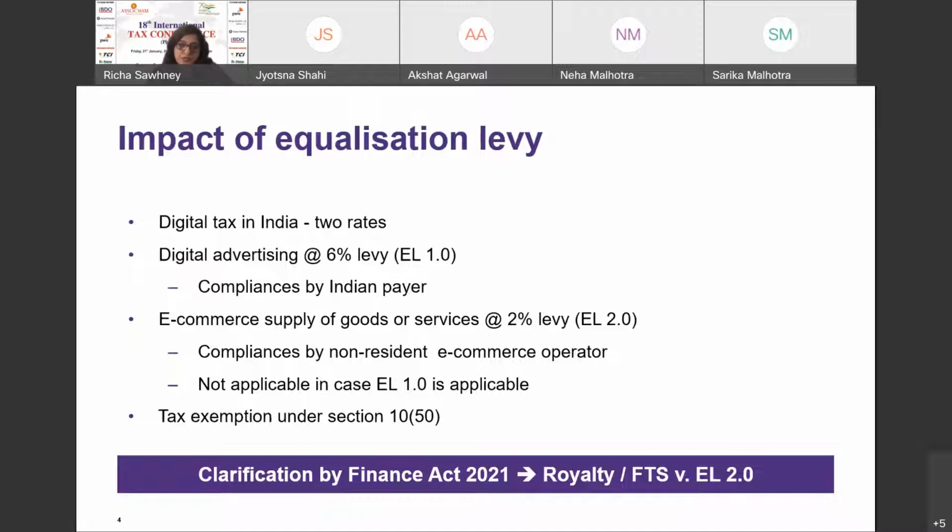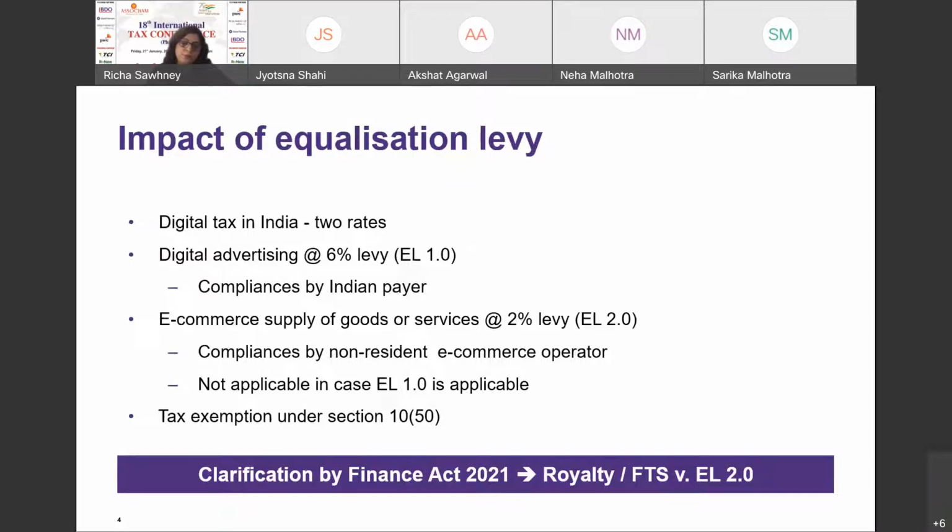Now, why is it important to evaluate while making remittances? Because of Section 10(50), which stipulates that in the event any payment is subject to a levy of equalization levy, then it is exempt under the provisions of the law. So therefore, the whole process of withholding tax and evaluation of digital taxes has become interlinked. When these provisions of the 2% levy came into being, there was a lot of confusion for a year as to what one should see first, whether one needs to look at the royalty and FTS provisions first or the EL provisions. So this was clarified by a retrospective amendment by Finance Act 2021, which said that you need to look at the royalty and FTS provisions first. And therefore, if in any case royalty or FTS tax is payable under the provisions of the Act read with the tax treaty, then you need not apply the EL provisions.